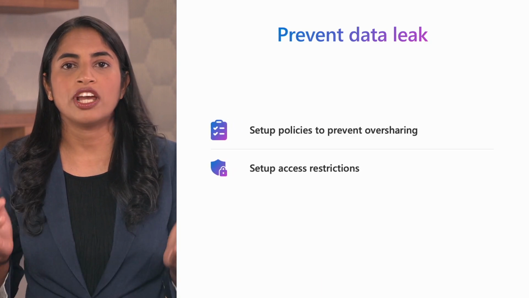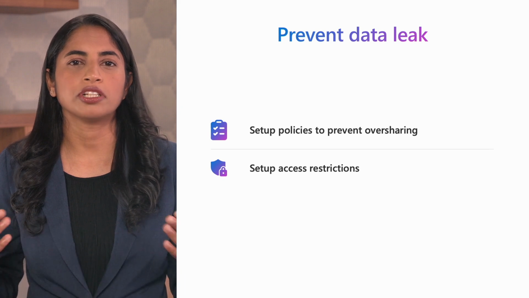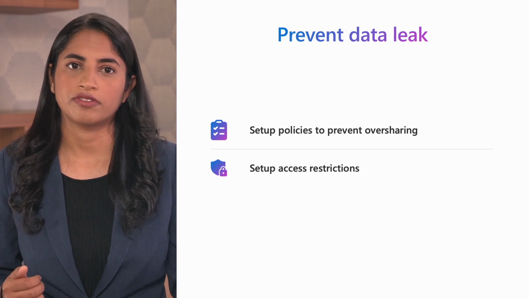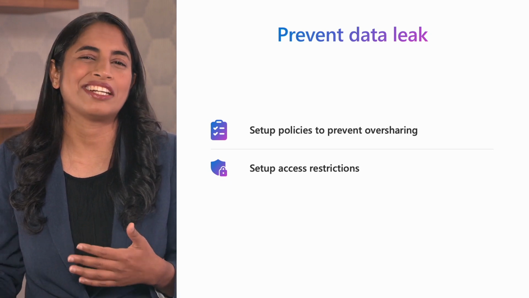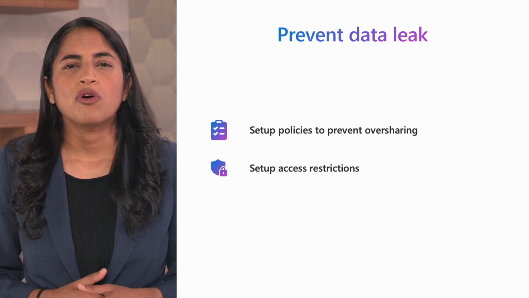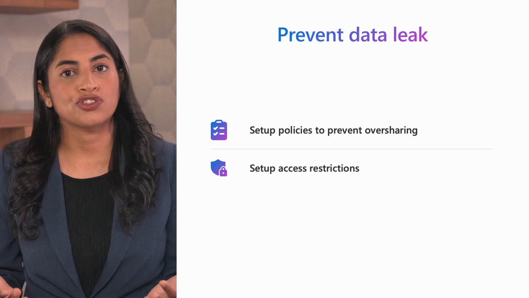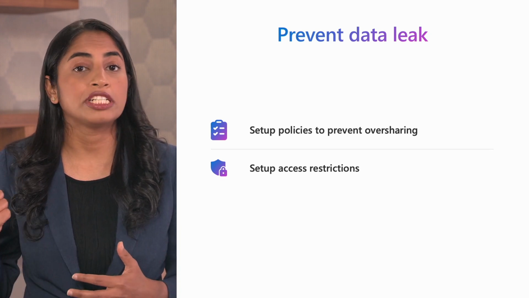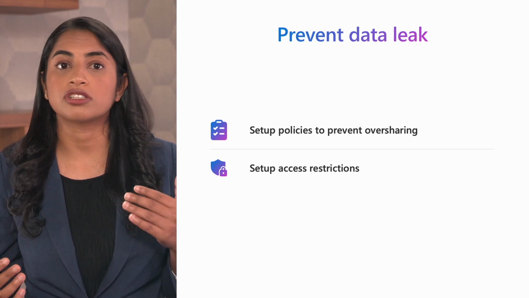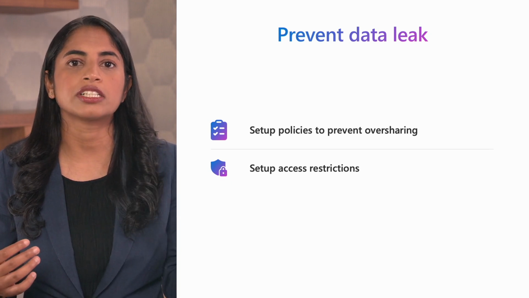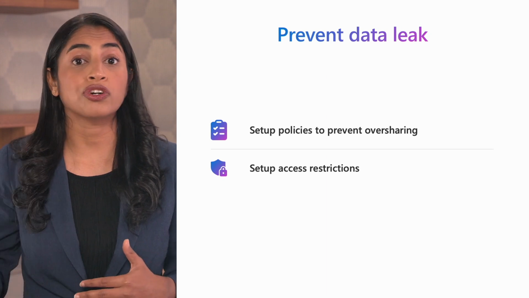Next, to prevent data leak, you want to set up policies that prevent oversharing, so the user doesn't accidentally share the data with an unintended audience. Also, set up access restrictions like do not download data on an unmanaged device, or block print, download, or copy-paste under certain conditions, like if the user account is risky.